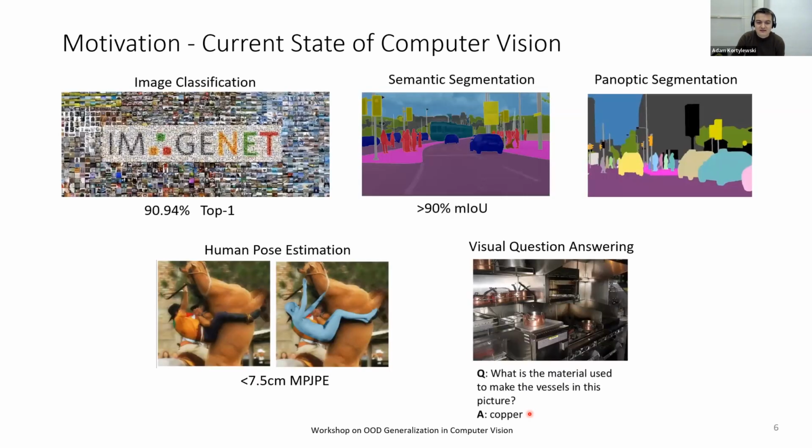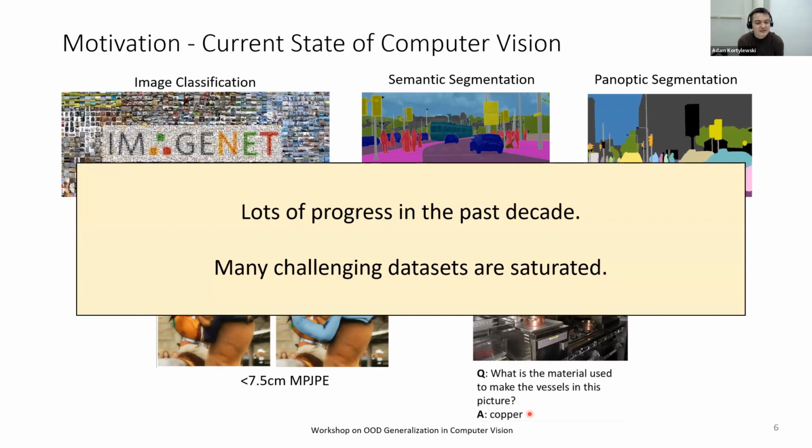So what we've seen is there's lots of progress that happened in the past decade, and many of the data sets that were considered challenging 5 to 10 years ago are saturated by now. This gives the impression that computer vision might be solved, that we are very close to getting there, and that the perception part of autonomous systems seems resolved. But that's unfortunately not the case.